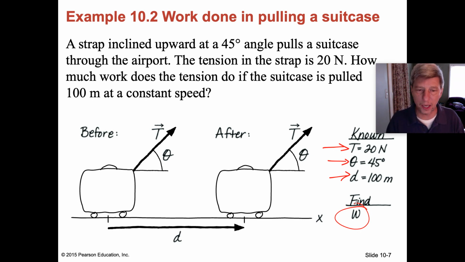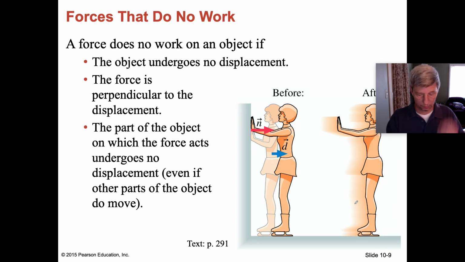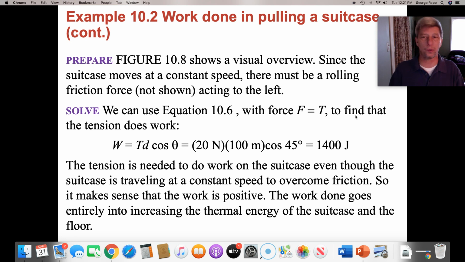Well, in this case, the figure shows the visual overview here. Since the suitcase moves at a constant speed, there must be a rolling frictional force acting to the left. We can use equation 10.6, where the force F equals tension, to find that tension does work. W equals T times D times the cosine of theta. Well, the tension is 20 newtons, the displacement is 100 meters, and the theta value is 45 degrees.